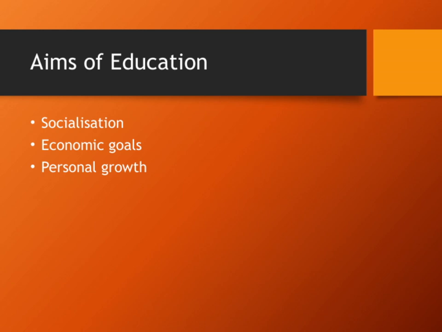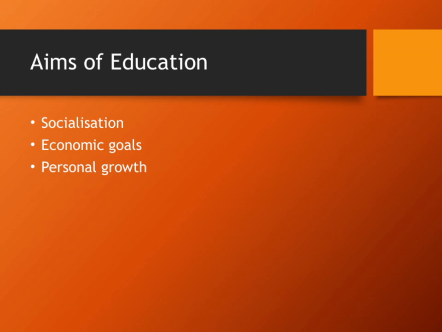First, socialization is a key aspect. Education helps individuals learn how to interact effectively within society, understand social norms, and develop interpersonal skills that are crucial for community life. Next, we have economic goals. Education prepares individuals to contribute to the economy, equipping them with the skills and knowledge needed for employment and economic development. It's about creating a workforce that can adapt to changing industries and technological advancements.